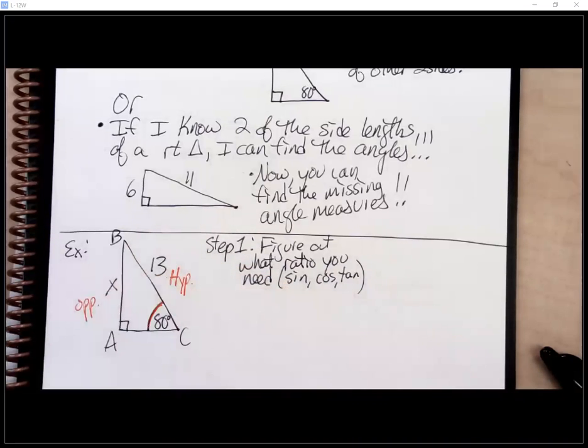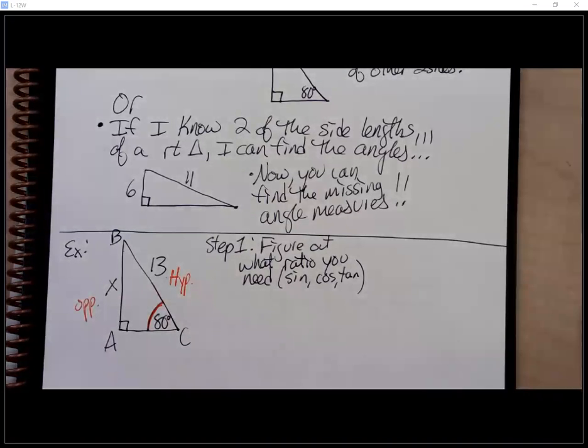So now it's up to me to go back to my magic word, SOH CAH TOA. The two sides I care about in this problem are the opposite and the hypotenuse. So which of my three ratios is it? Sine. Sine is the one that deals with opposite and hypotenuse. Cosine is adjacent and hypotenuse, and that's not what I have. And then tangent was opposite and adjacent. I don't have that either.